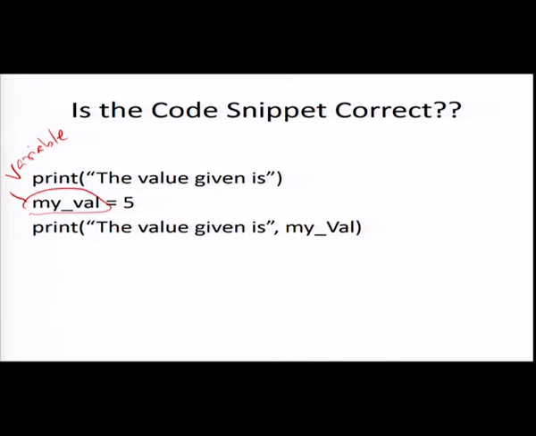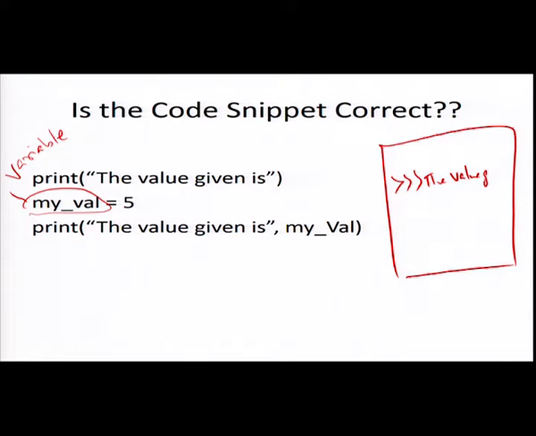Initially, you are given a task. When you open the IDLE, your prompt will be like this. The value given will be printed. Okay, the value given is printed. You are giving it as myval. So, when you type like this, the value given here will be printed. So, when you type it as myval equal to 5, the 5 will be stored in myval. When you try to print the value given as myVal, will you get the output?